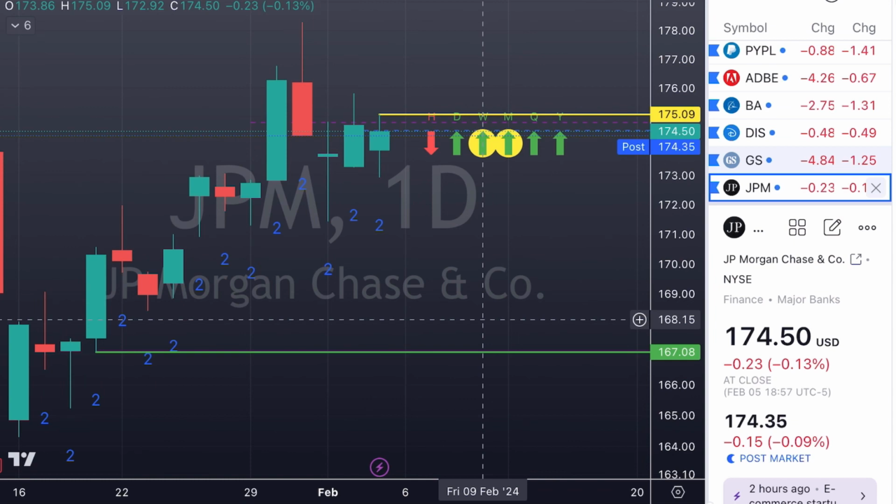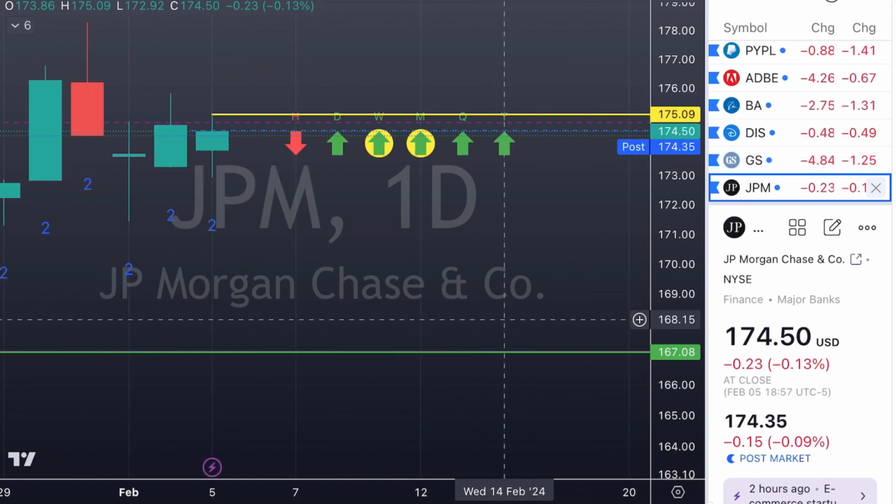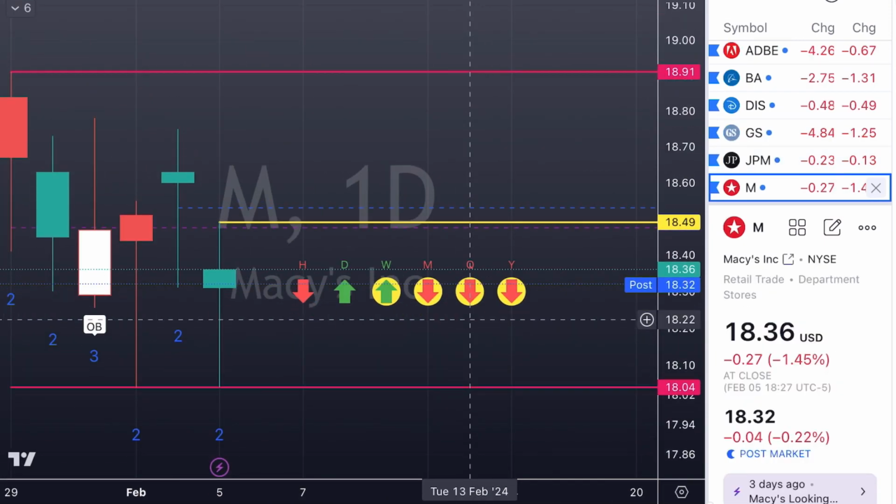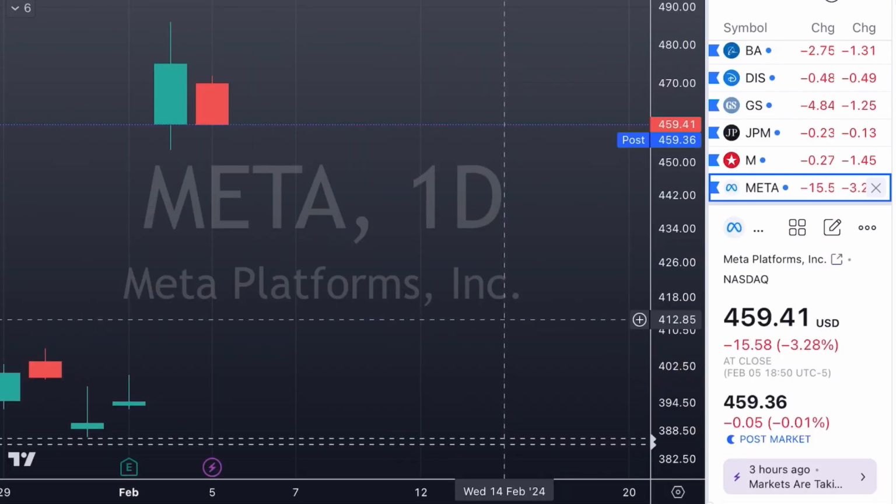2 down, finish green. Buyers bringing it back on JP Morgan Chase. We're going to look for calls at 175.09. Macy's, 2 down, green. We're looking for calls at 18.49.